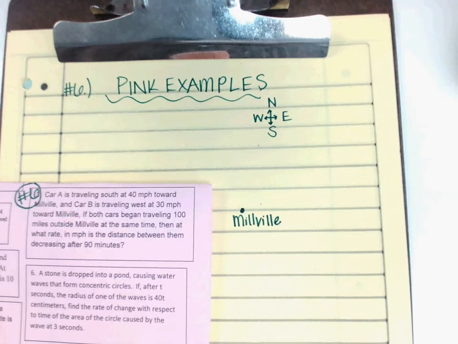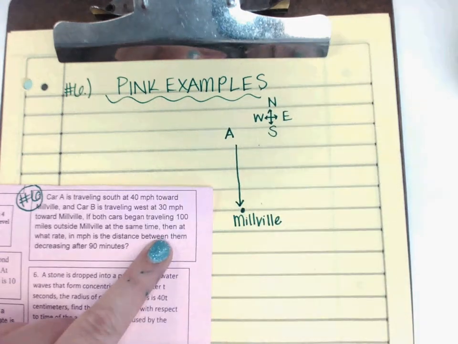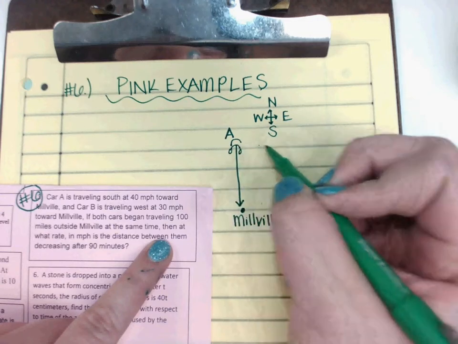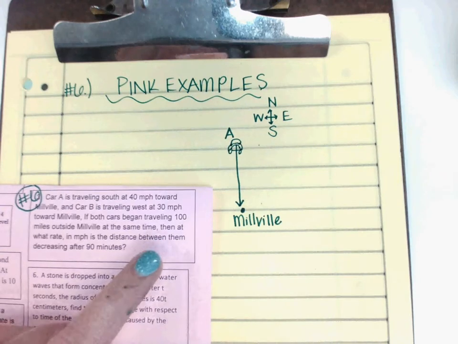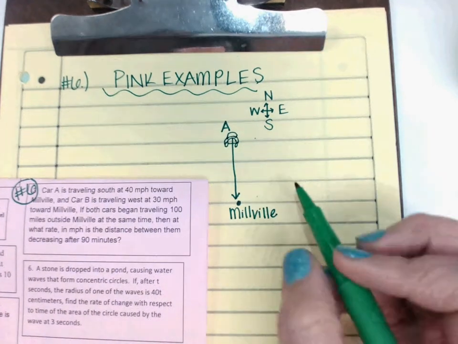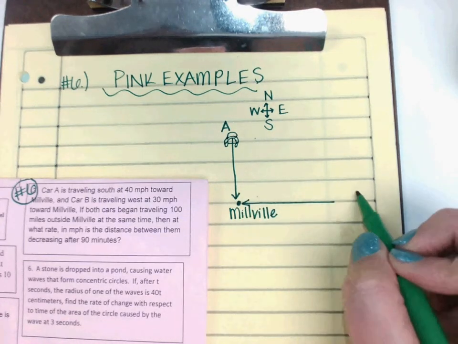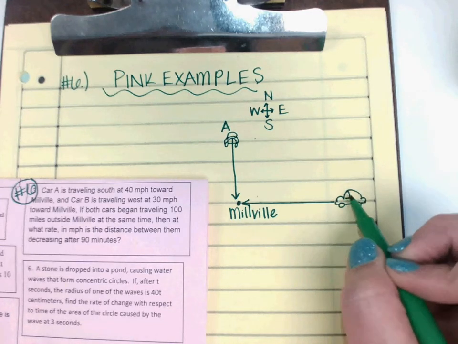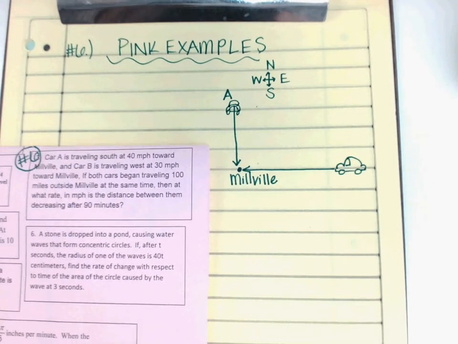Okay, so ready? Car A is traveling south. North and South? Okay, there's car A. It's a car, obviously. Okay, here goes car B. It's traveling west. Okay, they are traveling towards Millville. Both of them are traveling towards Millville. So let's do find, given, and when.